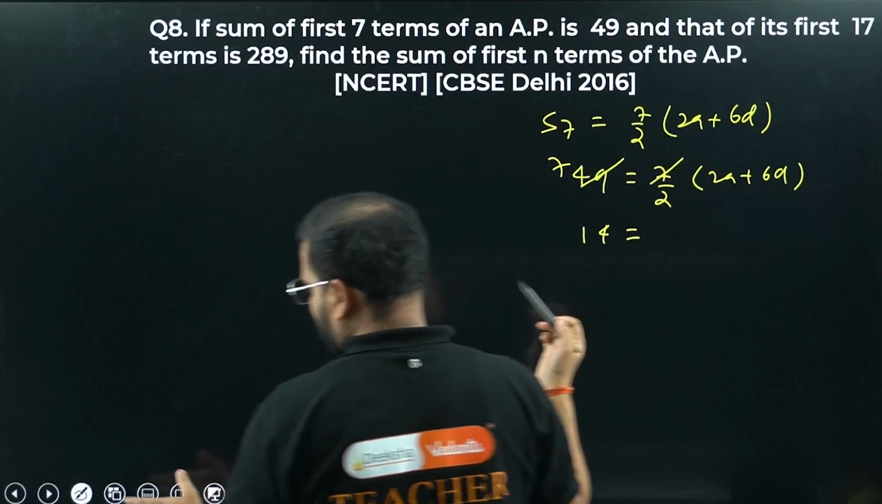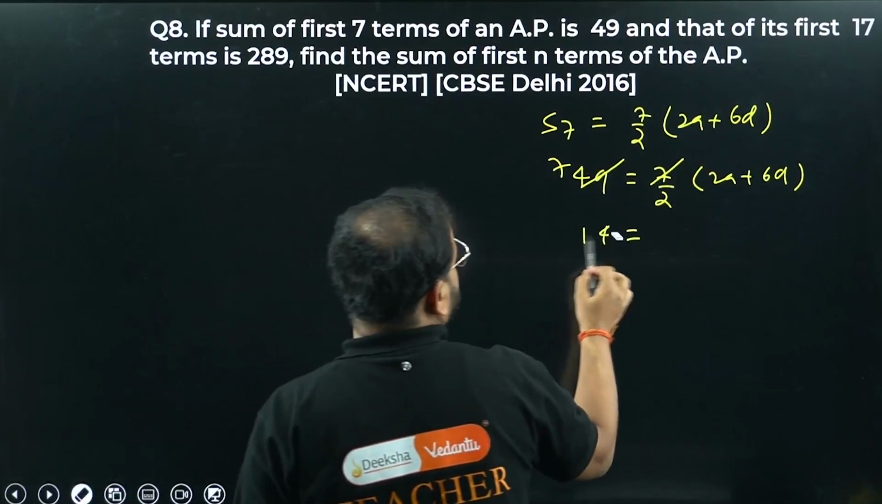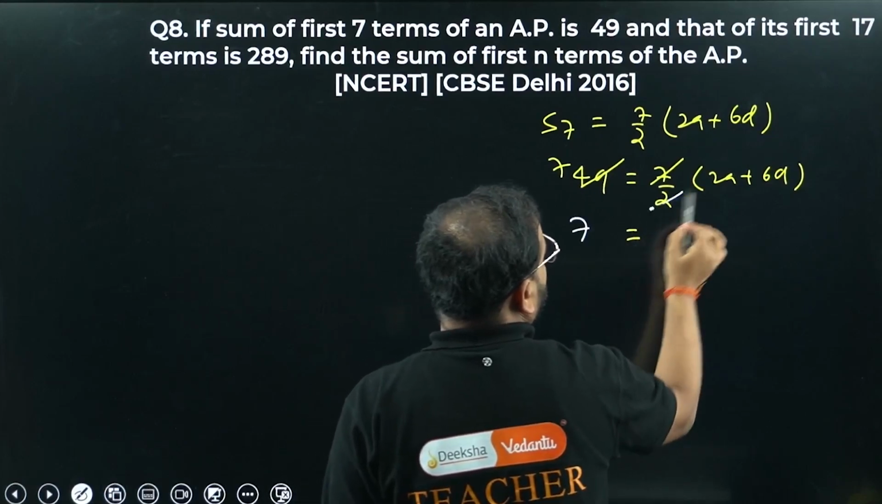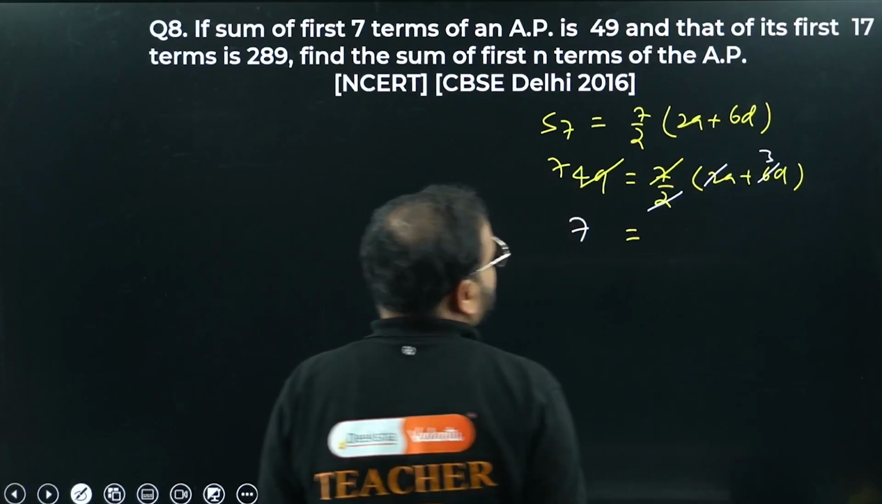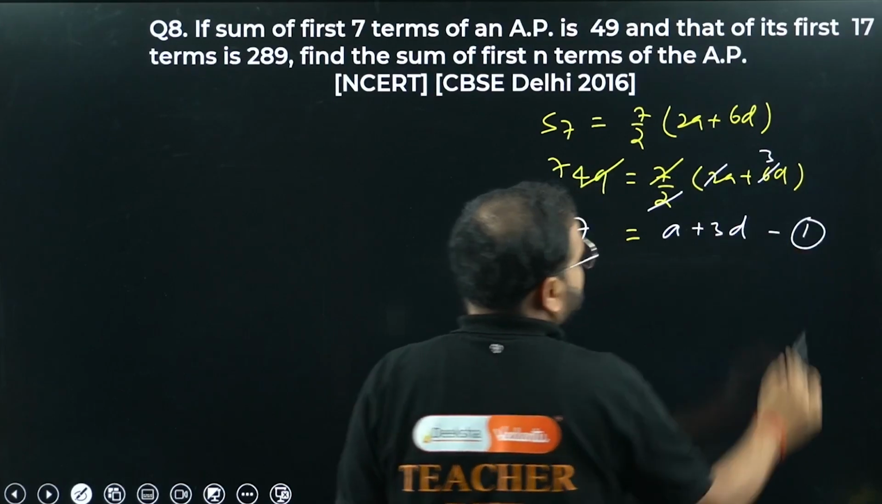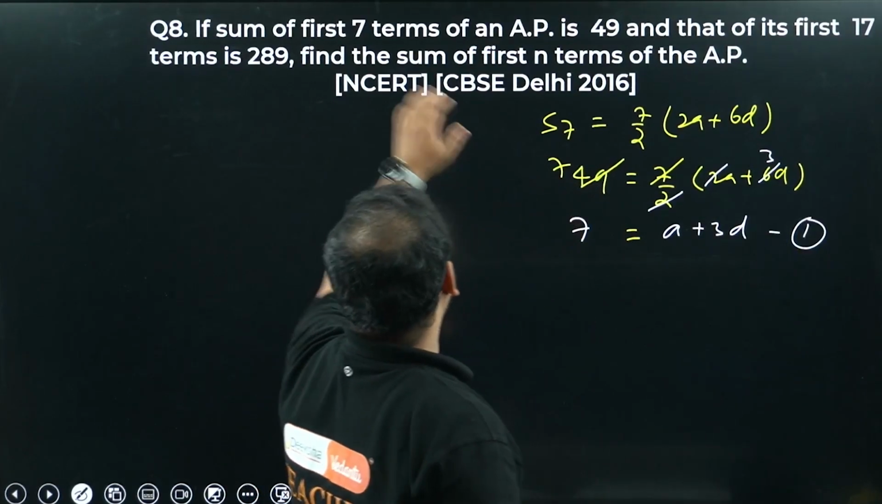Okay, I don't have to write 14 over here. Simply write 7 here and cancel this 2 with this. I get 7 equals a plus 3d. Please check. Smart calculation. Yes or no? Please check. S7 is what?